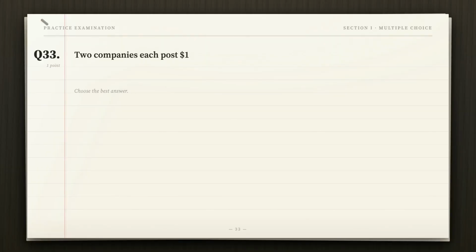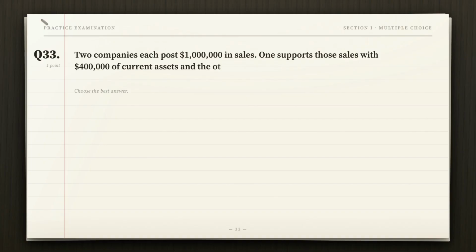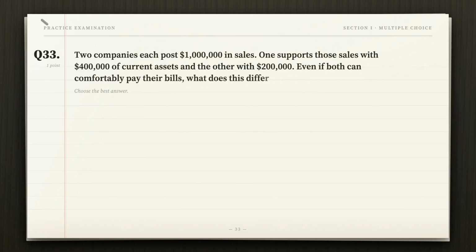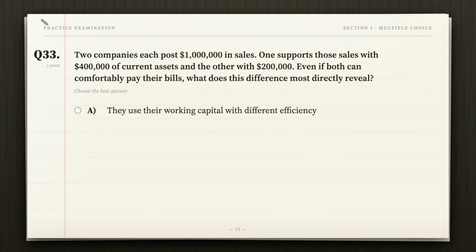Question 33. Two companies each post $1,000 in sales. One supports those sales with $400,000 of current assets and the other with $200,000. Even if both can comfortably pay their bills, what does this difference most directly reveal? Your options are: A. They use their working capital with different efficiency.